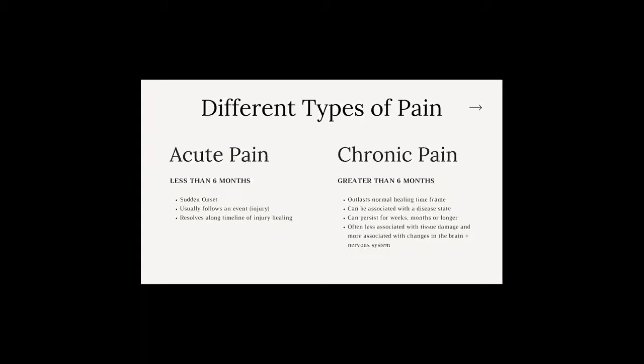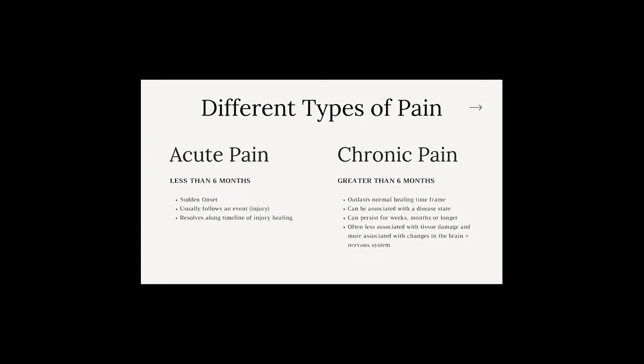Typically, the understanding is that if you have chronic pain, you still have an injury, but the truth of the matter is it's usually associated more with changes in the brain and nervous system than it is actual tissue damage. So again, barring any complications, most people's tissue has healed. That doesn't mean that they shouldn't be experiencing pain. It doesn't mean that they aren't experiencing pain. It just means that we've got some other factors at play here.